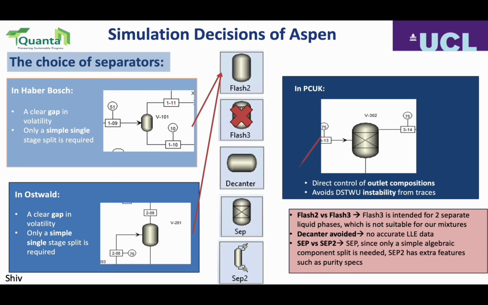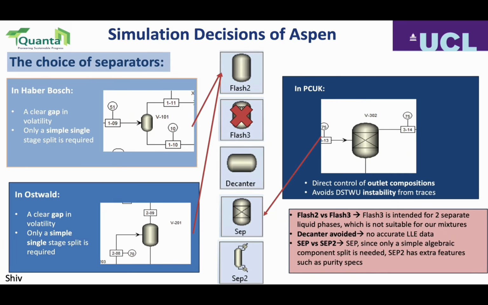SEP was used to model the flash separation of the ammonia feed because it allows direct control of the composition in each outlet, avoiding the issues caused when small amounts of gases such as argon, oxygen, and hydrogen disrupted DSTWU calculations. SEP was also used to represent the liquid-liquid split between the MEK and MEKazine, which is suitable when only the distribution of components matters.